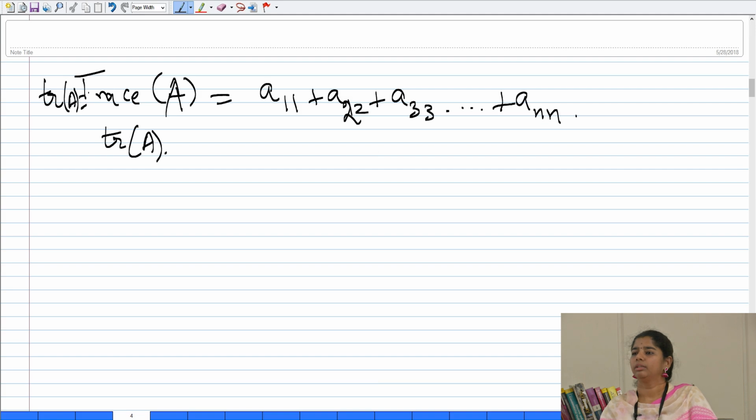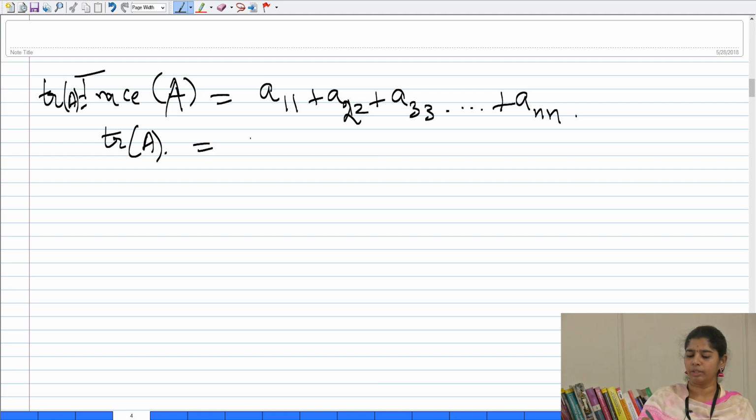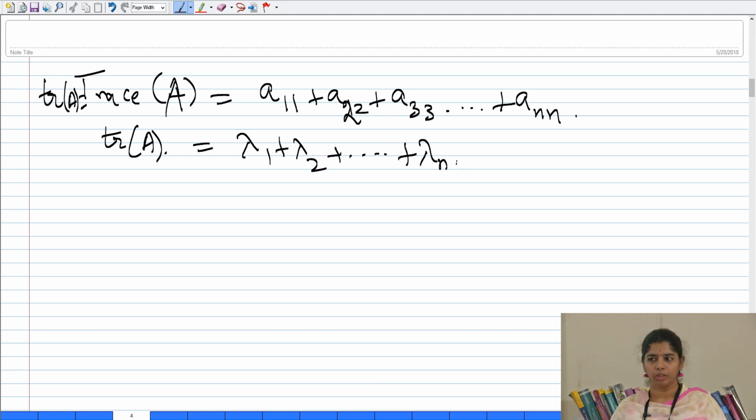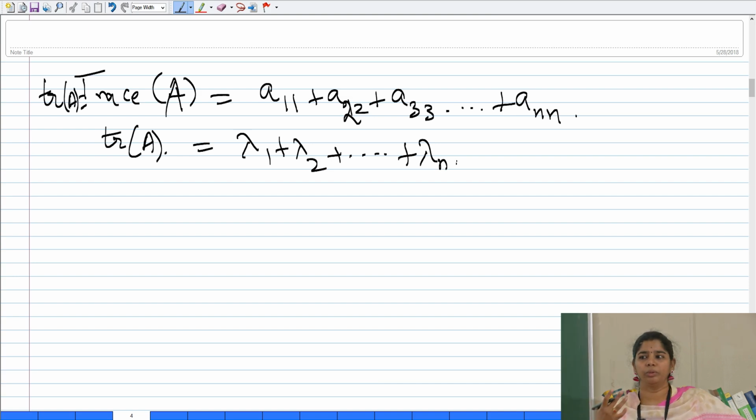Okay. Trace of A is also equal to the sum of the eigenvalues, right? So now connecting this with your polynomial, how do you connect this? So every polynomial, what do the coefficients of the polynomial tell you? Given any determinant, when you expand it, what do the coefficients reveal to you? So how do you write the polynomial?